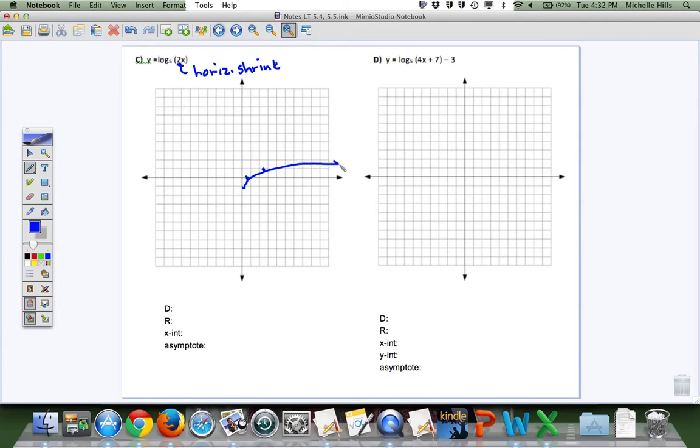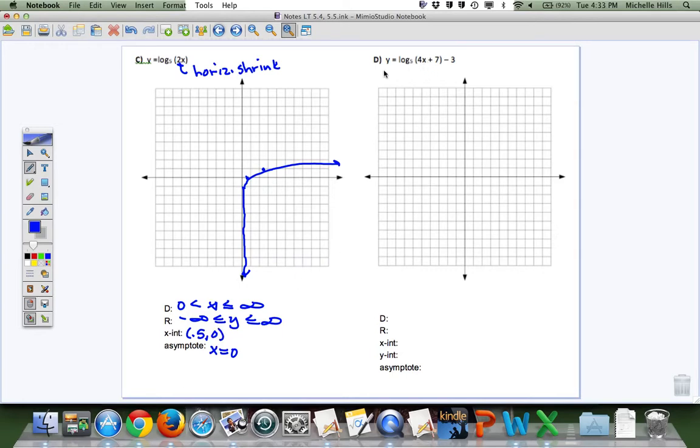And I'm going to draw in my curve as best I can, trying not to actually hit that axis. It's really hard to do that. So my asymptote is still the vertical line x equals 0. Make sure you write x equals 0. If you just write 0, that's not a line. The domain then, 0 is less than x, which is less than or equal to positive infinity. The range on all of these is going to be the same. Negative infinity is less than or equal to y, less than or equal to positive infinity. And in this case, my x-intercept was the point (1, 0) originally. Now it's the point (1/2, 0).